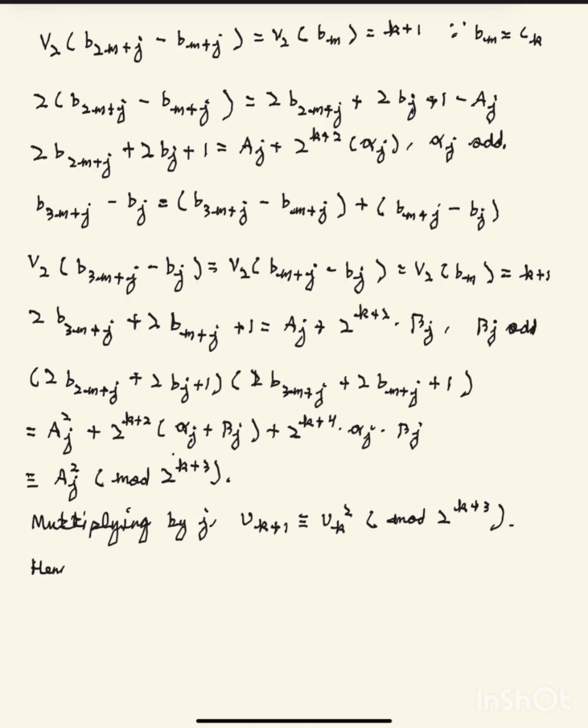Hence, v2 of u_k plus 1, minus 1, which is what we want, minus u_k squared minus 1, is equal to v2 of u_k plus 1 minus u_k squared, which is greater than or equal to k plus 3.